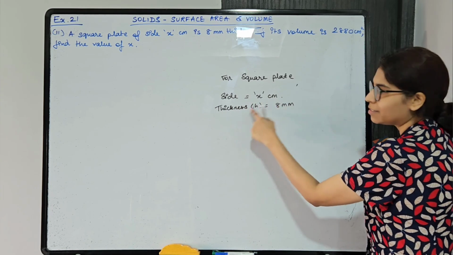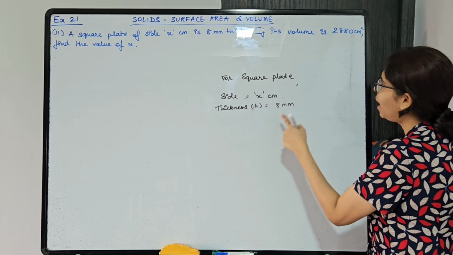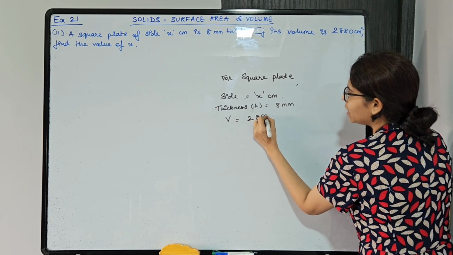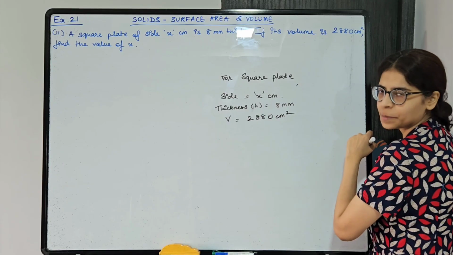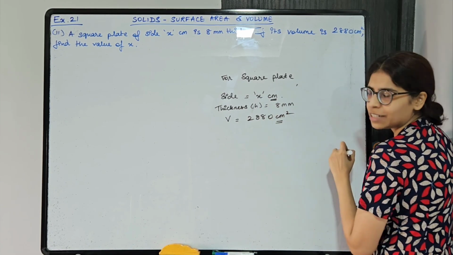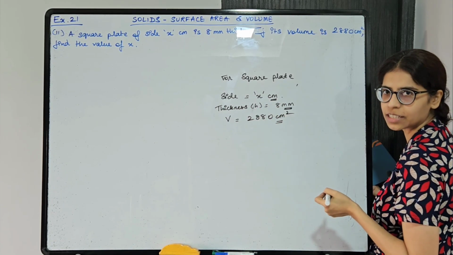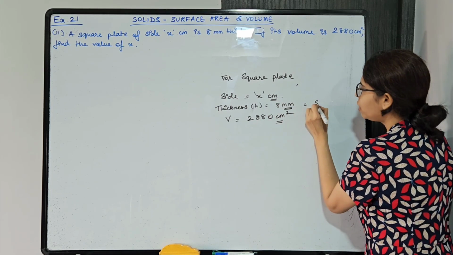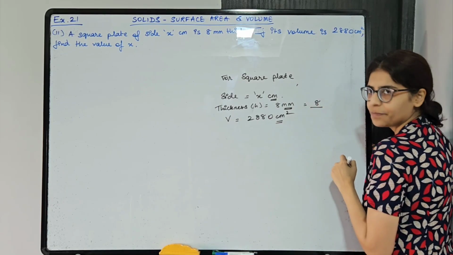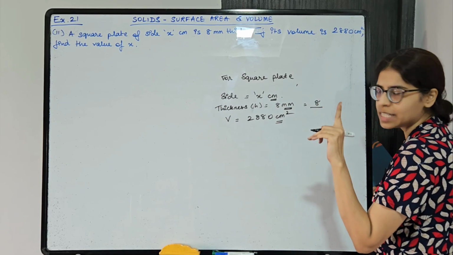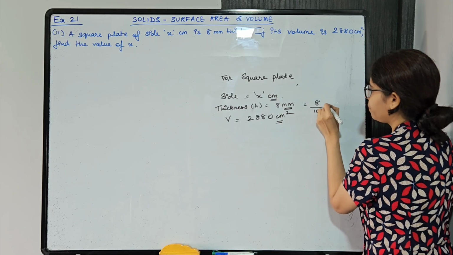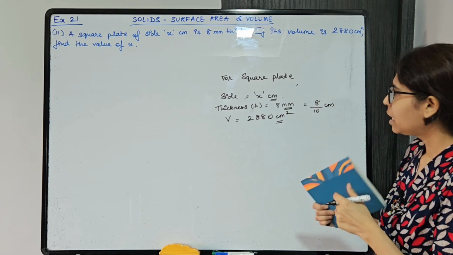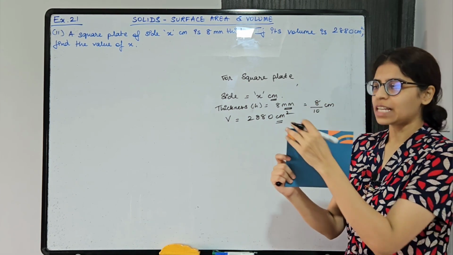Side is in centimeter, thickness is in millimeter, and volume is also given. Volume is 2880 square centimeter. ये सेंटीमीटर है, ये सेंटीमीटर है, इसको भी सेंटीमीटर में कन्वर्ट करते हैं। Millimeter to centimeter, smaller to bigger, you will divide. 10 millimeter make 1 centimeter, so divide by 10. So 8 by 10 centimeter, that is 0.8 centimeter, ठीक है.